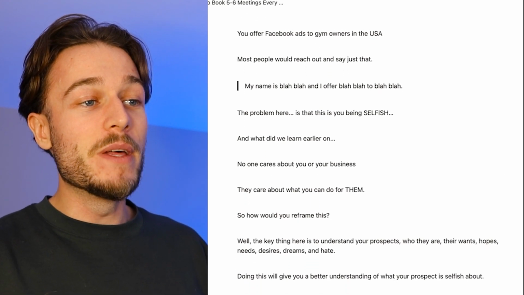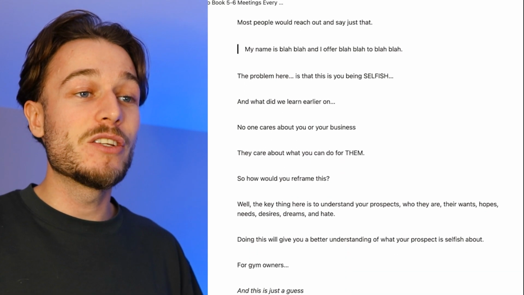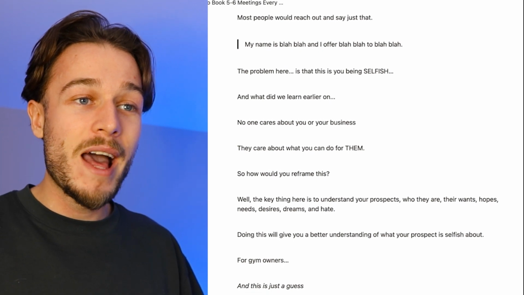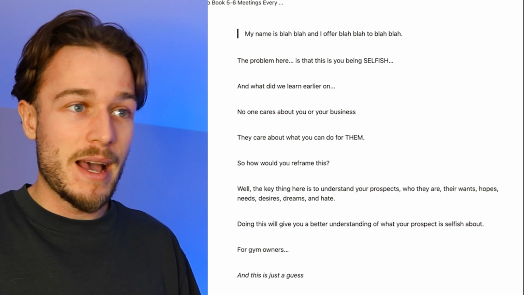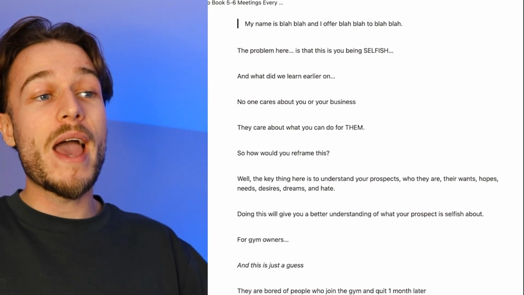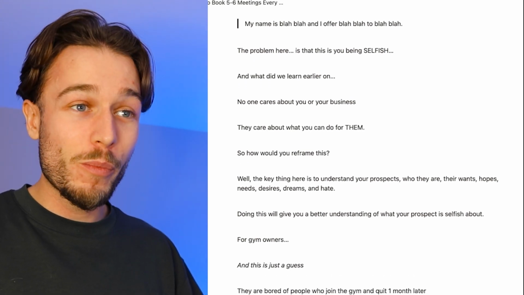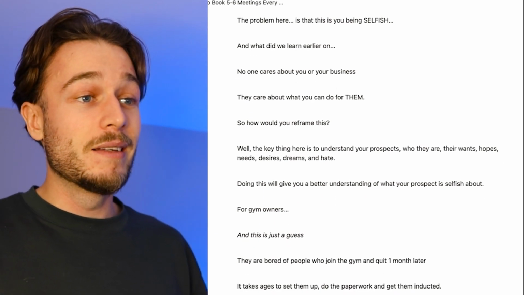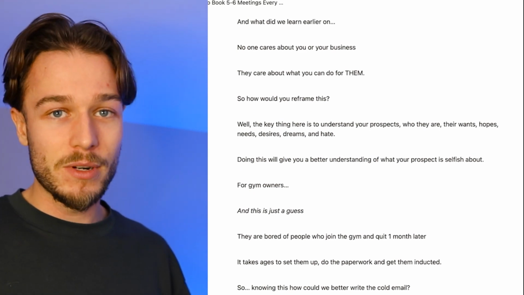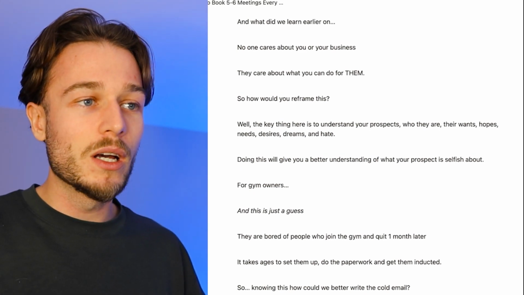So how would you reframe this? Well, the key thing here is to understand your prospects, who they are, their wants, their hopes, their needs, their desires, their dreams, and their hates. Doing this will give you a better understanding of what your prospect is selfish about. So for gym owners, and this is just a guess, so this is not an accurate thing here, but I wanted to give you an example of what this would look like.